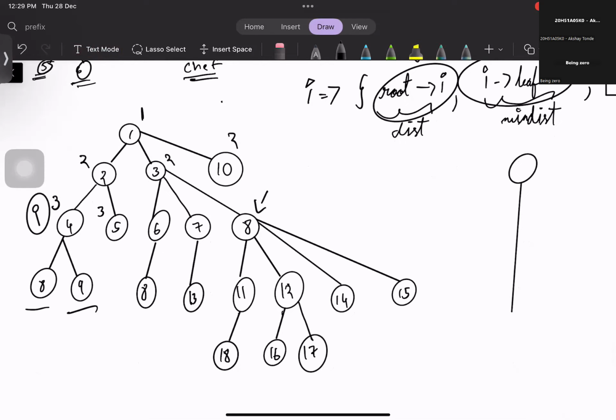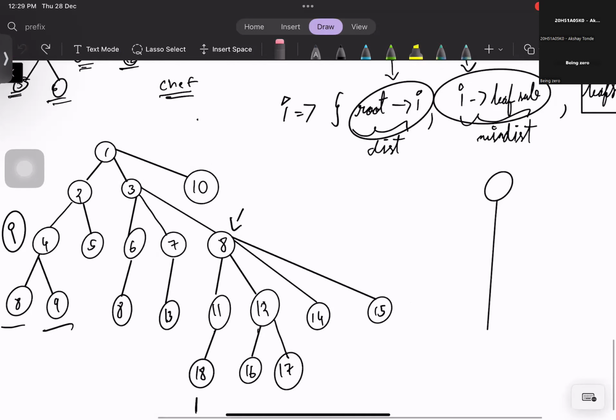at the time when we are making DFS call for this, the levels will be 3. So we can just maintain a parameter in our DFS. Exactly, right. To keep track of this. And now let's see how we can keep track of the minimum distance from any ith node to leaf.